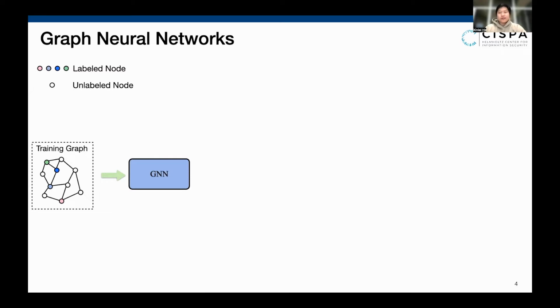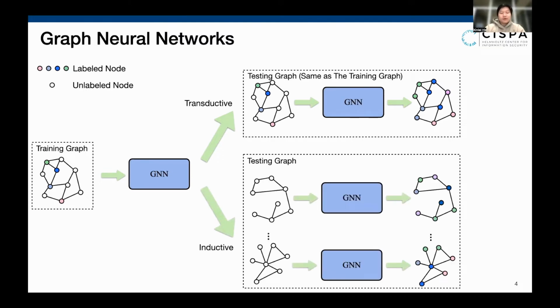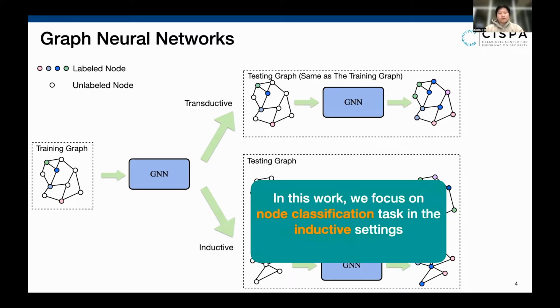We will introduce two settings of graph neural nets. In a transductive setting, the test graph is the same as the training graph, and the graph neural net is able to predict the class of unlabeled nodes. A more general setting is the inductive setting, where the model can generalize to other unseen graphs with the same type of node features. In this paper, we focus on node classification tasks in the inductive setting.